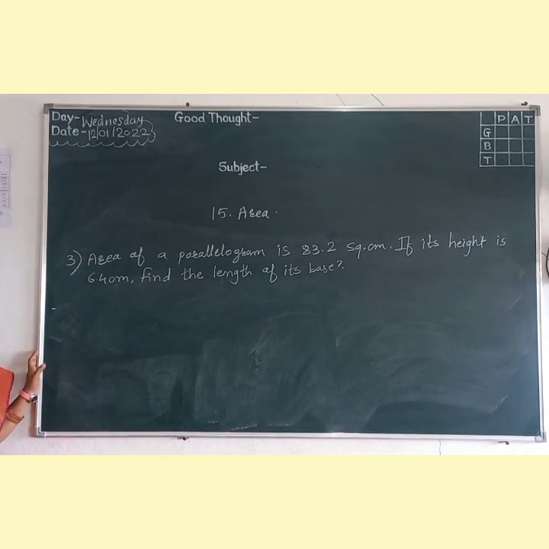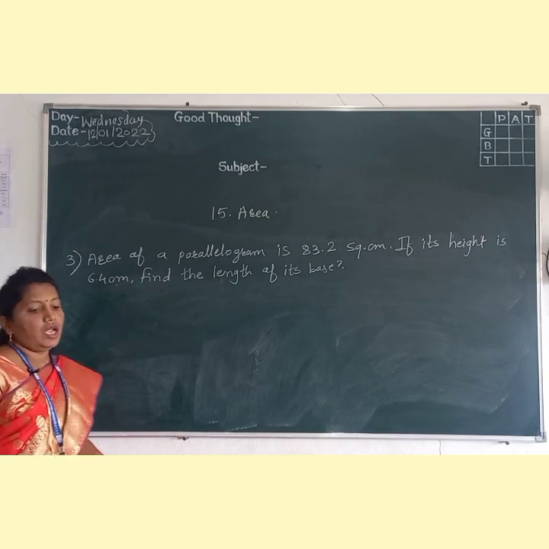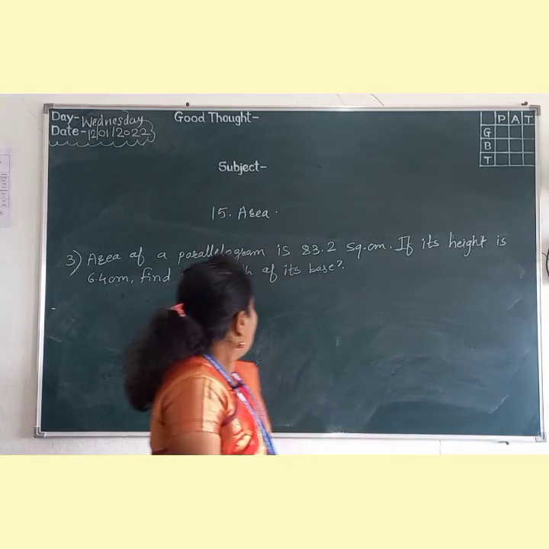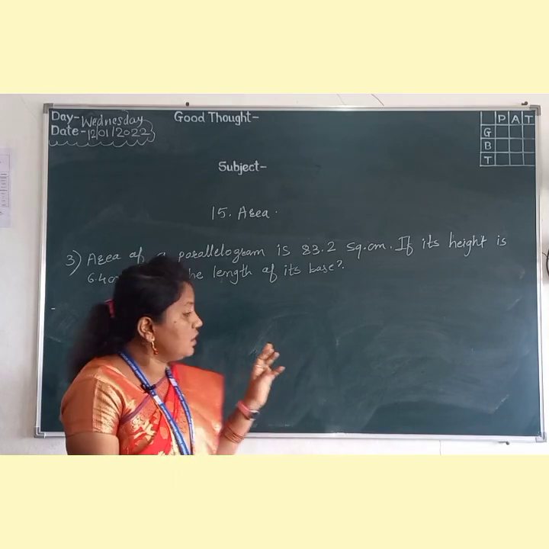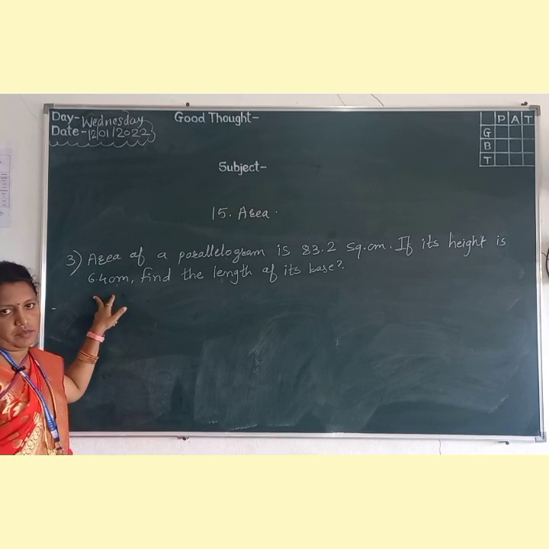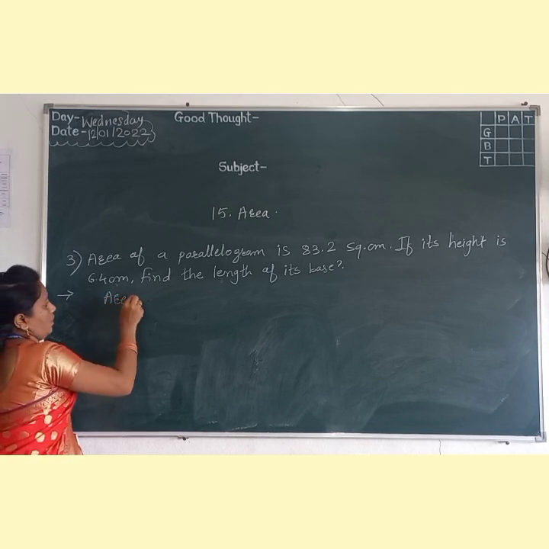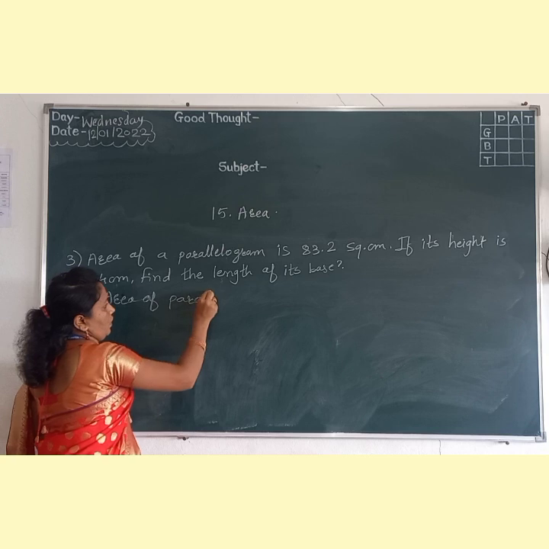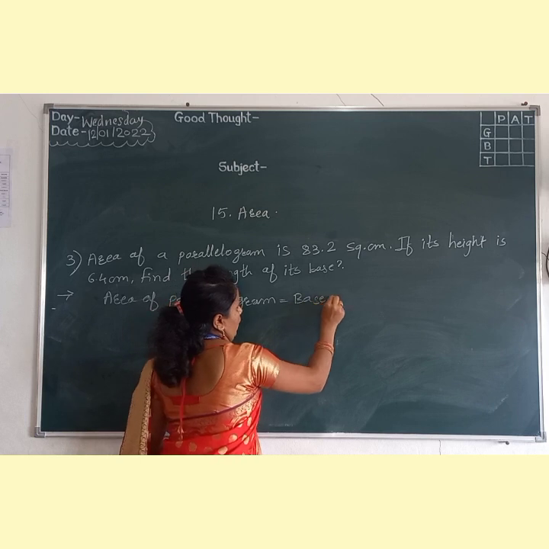Next example, third example. Area of parallelogram is 83.2 square centimeter. If its height is 6.4 centimeter, find the length of its base. In the second example you calculated the height, and in the third example you calculate the base. Here area of parallelogram and height are given, and both quantities are in decimals. First you write the equation: area of parallelogram is equal to base into height.